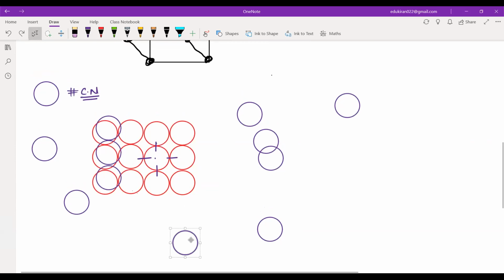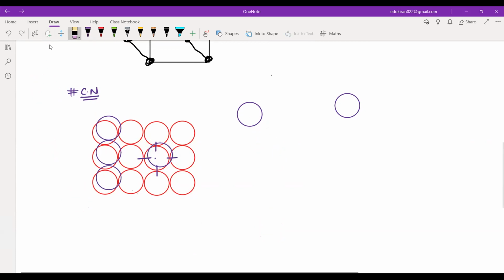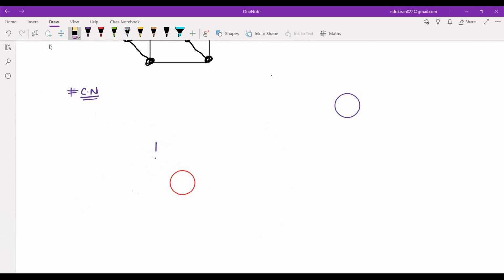Then there will also be an atom just below this layer, below the red layer also. There will be some atoms, right? So we have now 6 atoms. So the coordination number will be 6. All of you can see that? Coordination number will be 6.